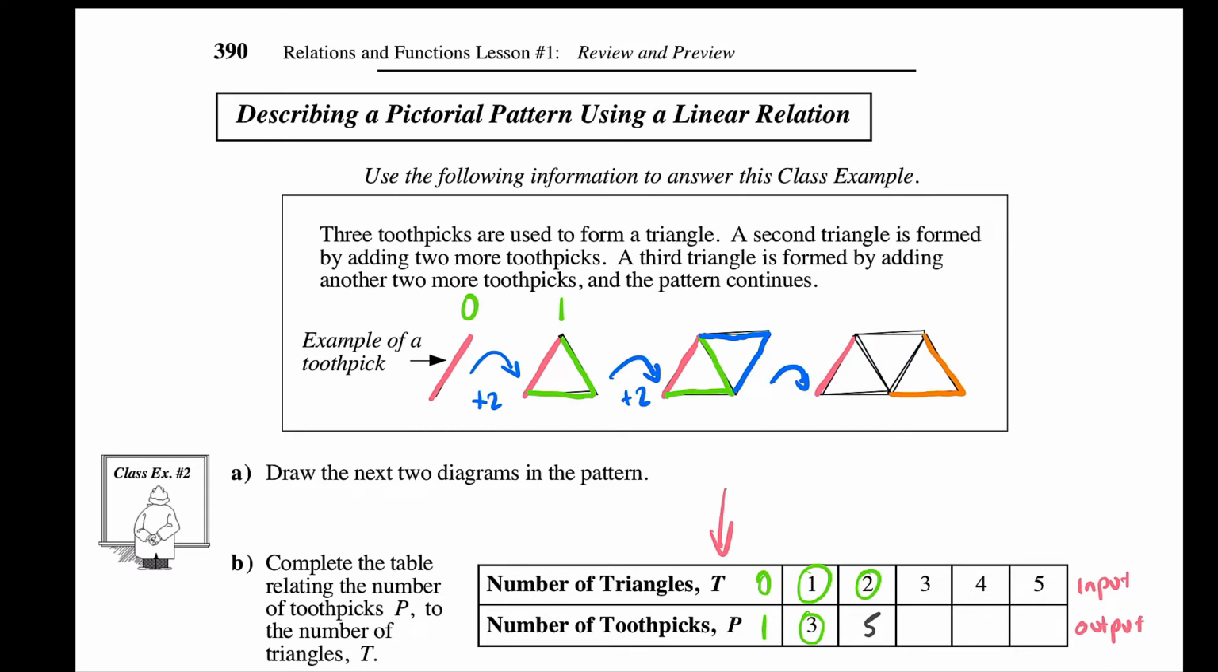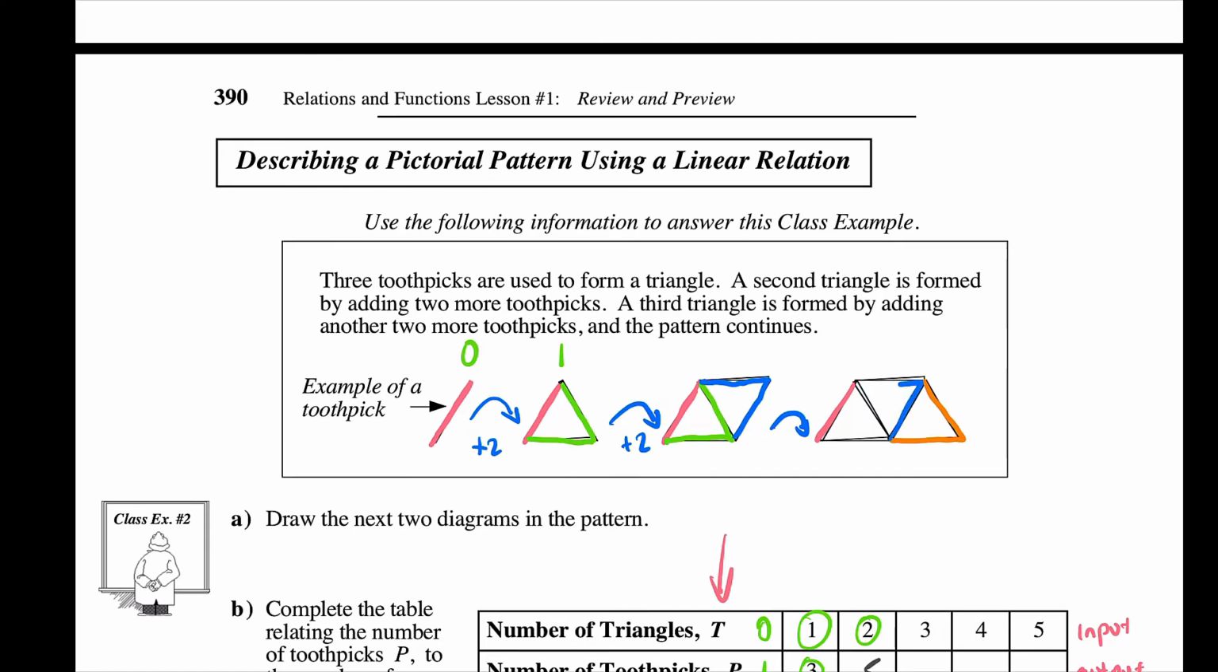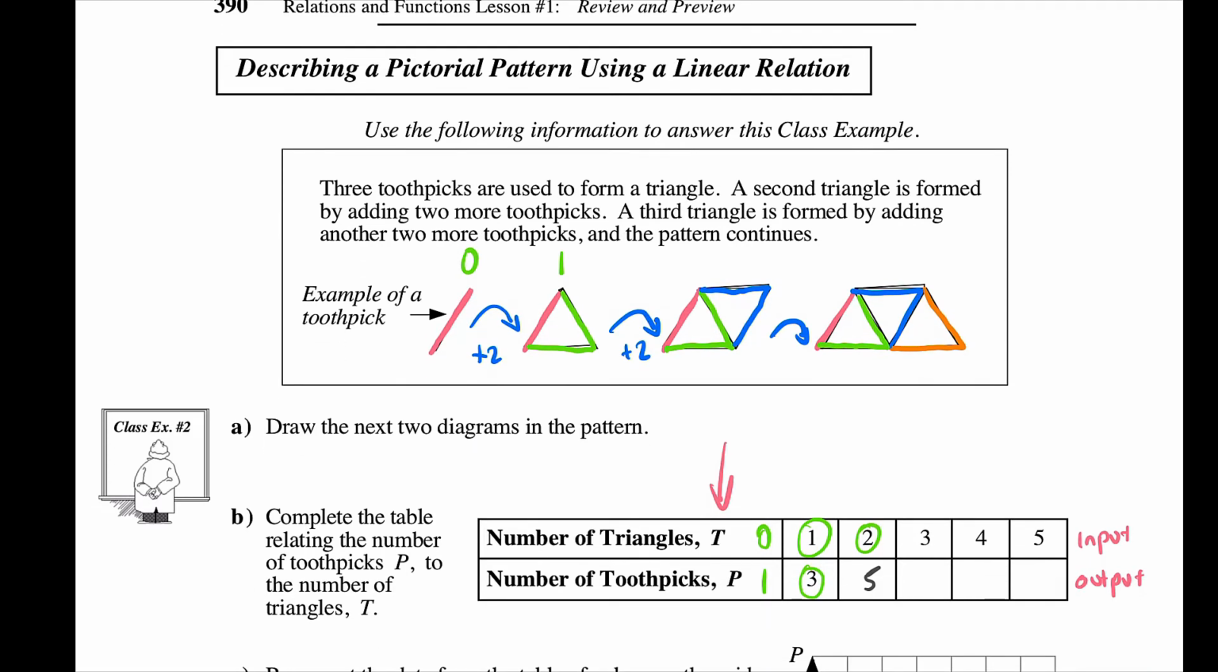Oh, that last line should have been a green if we want to color coordinate this thing. Okay, and again, that was a plus 2. So this one right here, for 3 triangles, it's going to be a total of 7. For 4, it's going to be 9. And for 5, it's going to be 11.